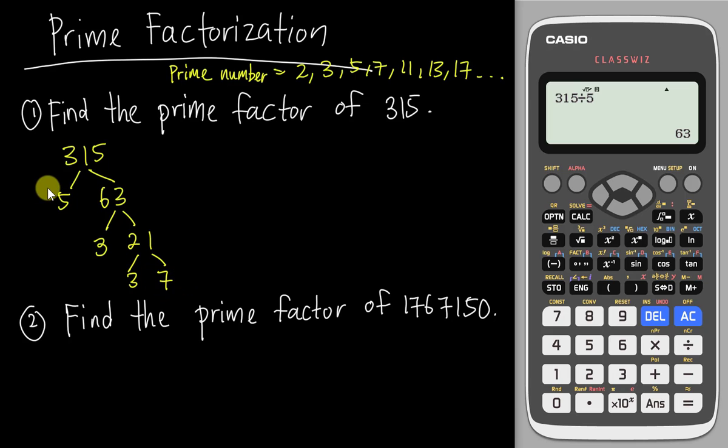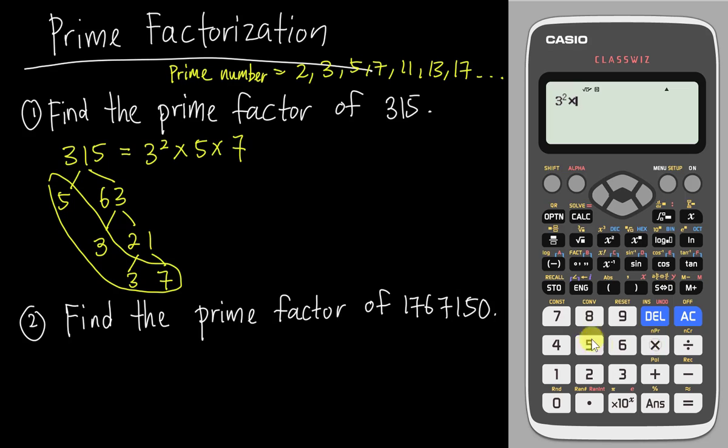Then I will take out all the prime numbers here, because when all these numbers are multiplied together, this is how you get 315. I start from the smaller number first. I have double 3, so 3 squared, multiply 5, multiply 7, and I will get 315. Let's test this out: 3 squared, multiply 5, and multiply 7. You see, I get 315.